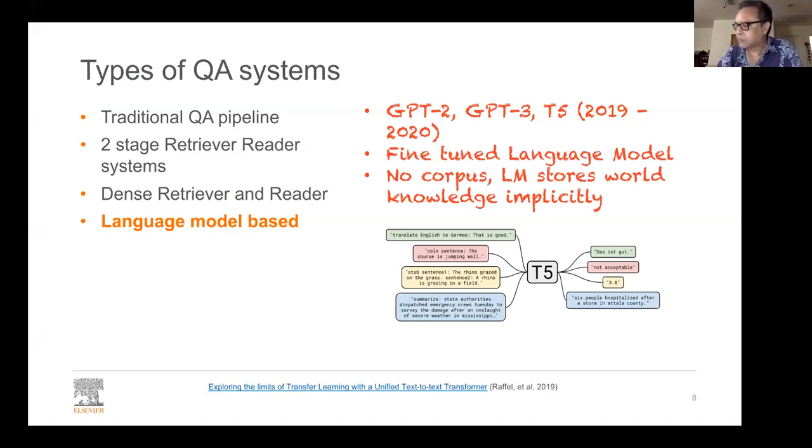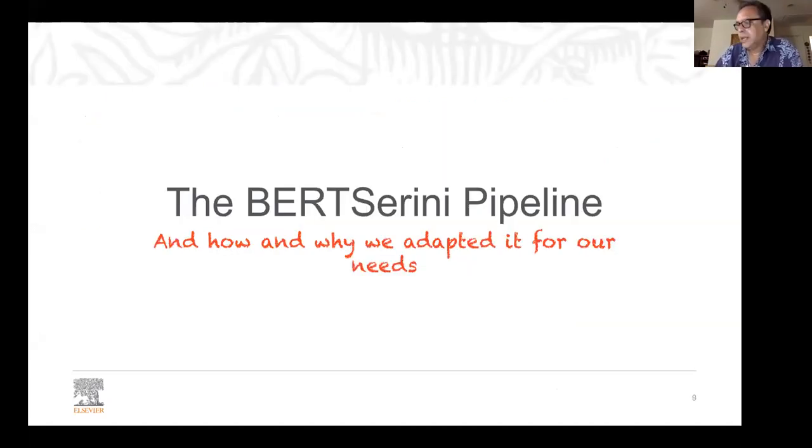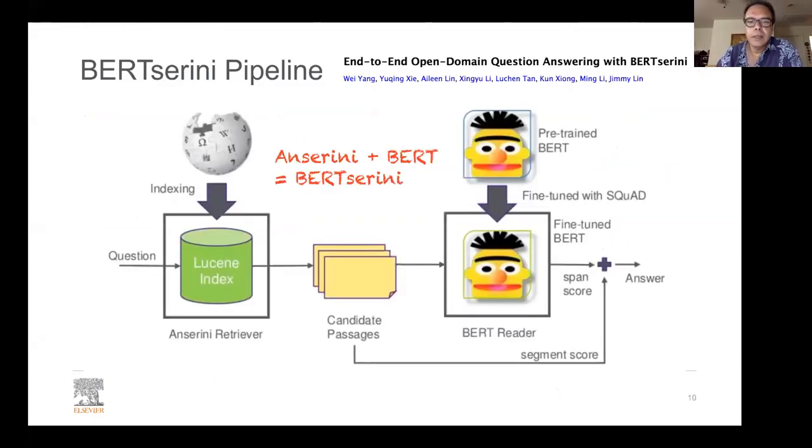So in any case, we selected BERTserini, which is an example of the second type, the two-step retriever-reader system. This is my interpretation of what the BERTserini system looks like. It's actually a little flashier than the one in the paper. But essentially, the input is from Wikipedia. Wikipedia paragraphs were indexed into a Lucene index, and the Lucene index was part of the pipeline.